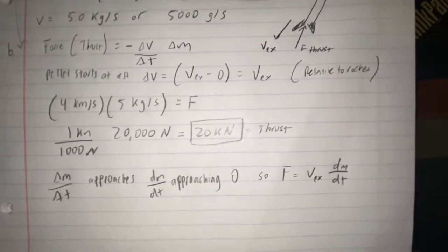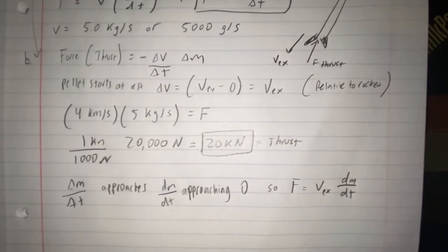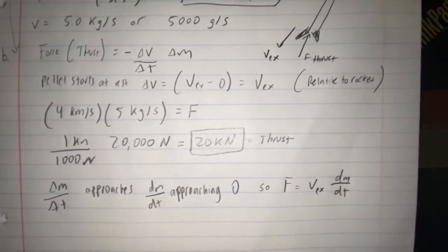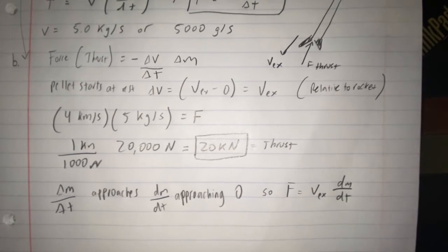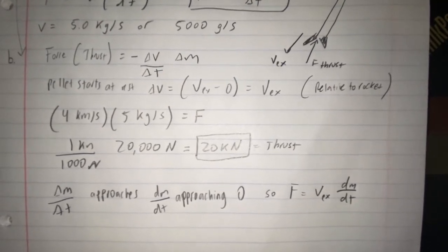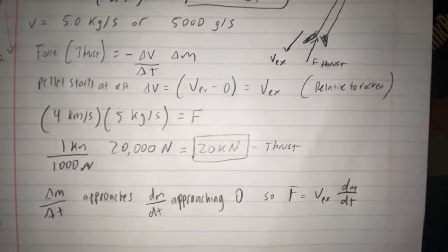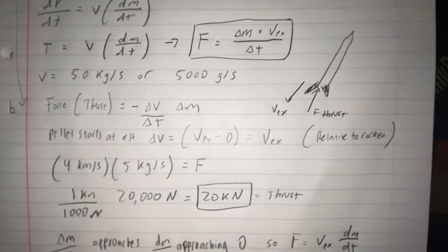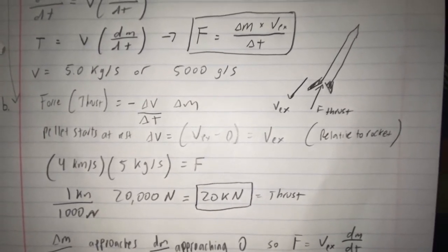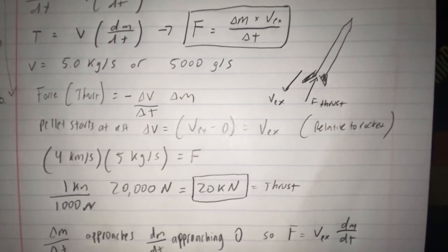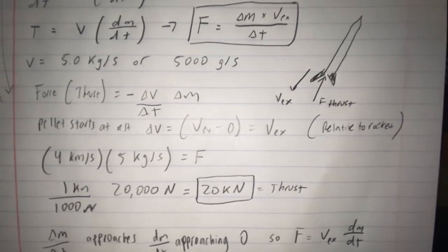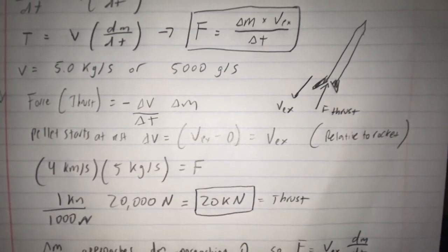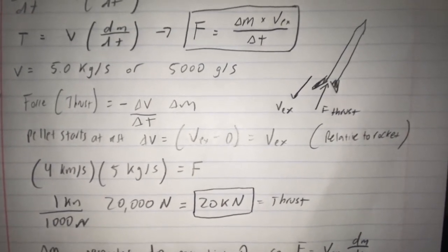One thing to understand in this problem is that as the delta M and delta T values approach zero, it could also be represented as dm over dt, which is the change in mass over the change in time. So going back to that original equation, we know that the change in mass over the change in time was given to us, which was 5 kilograms per second, and then the exhaust velocity is 4 kilometers per second.